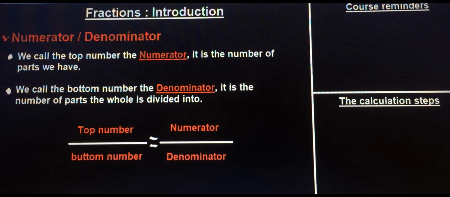Let's see what are the numerator and denominator. We call the top number the numerator. It is the number of parts we have. We call the bottom number the denominator. It is the number of parts the whole is divided into.